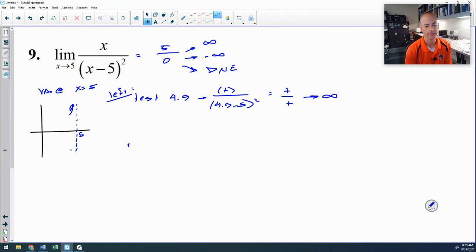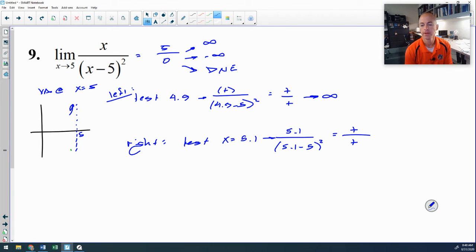Now I'm going to test the right side. So I'm going to test something just barely to the right of 5. So let's try x equals 5.1. And if I do that, I have 5.1 in the numerator. On the bottom, 5.1 minus 5. That's positive, but it really doesn't matter because I'm squaring the denominator anyway. My denominator will always be positive unless I plug in 5. So on the right side of 5, I ended up with 2 positives. That means my right side is also going up.